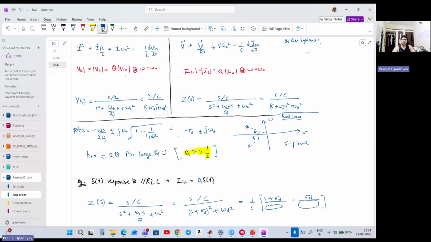Now that we understand that we can express the poles of the circuit like this, this transfer function, this characteristic equation, can be easily expressed like this. That was what I wanted to convey. So if we have this characteristic equation, it can be easily expressed in this way.